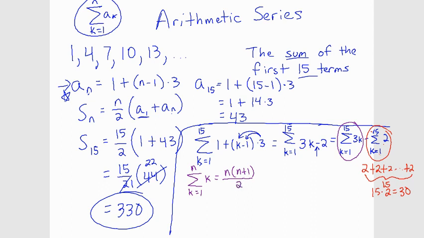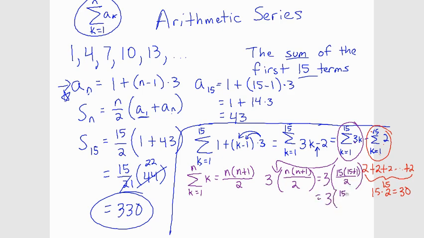So that's what I'm going to do here. I'm going to write it as 3, because now I not only have k, I've got a constant 3, times n plus 1 divided by 2. But notice that means I just plug in my 15, so 3 times 15 plus 1 divided by 2. And all we have to do is some simplification. So 3 times 15 times 16 over 2. And then this cancels to give me 8.